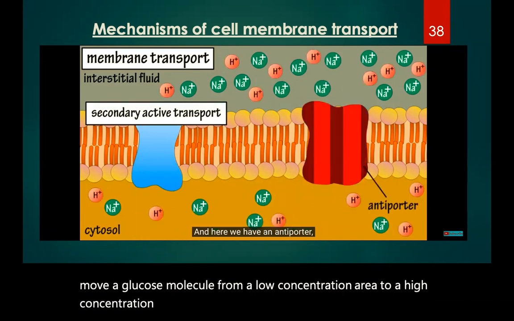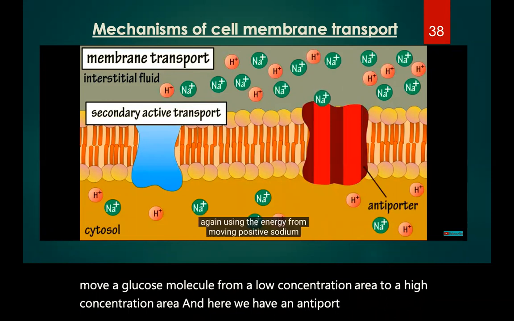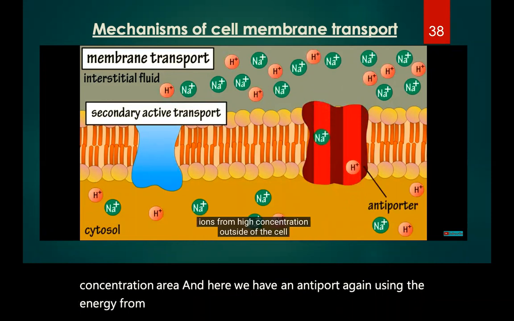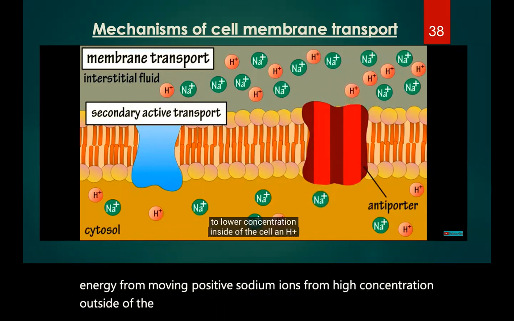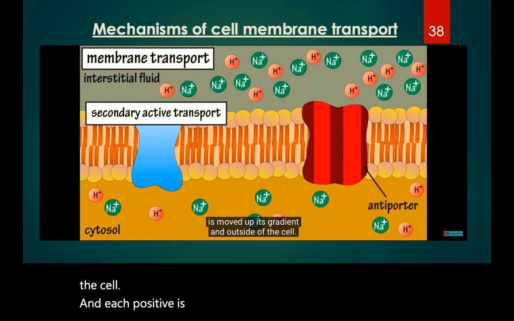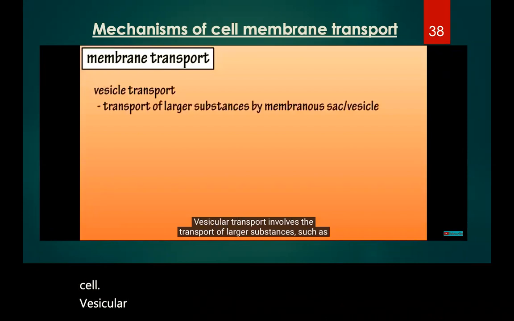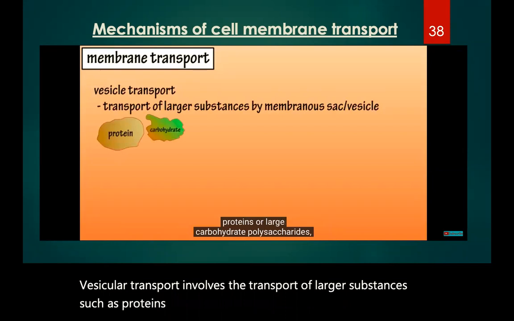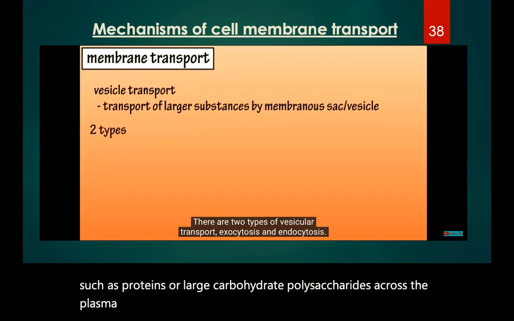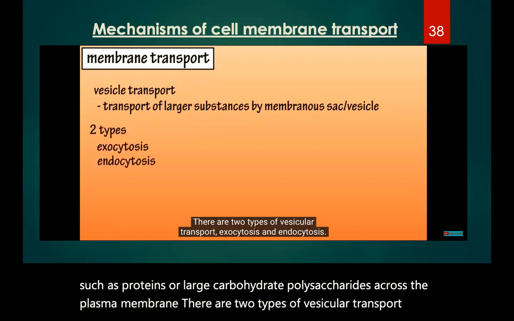And here we have an antiporter, again using the energy from moving positive sodium ions from high concentration outside of the cell to lower concentration inside of the cell, and H positive is moved up its gradient and outside of the cell. Vesicular transport involves the transport of larger substances, such as proteins or large carbohydrate polysaccharides, across the plasma membrane. There are two types of vesicular transport, exocytosis and endocytosis.